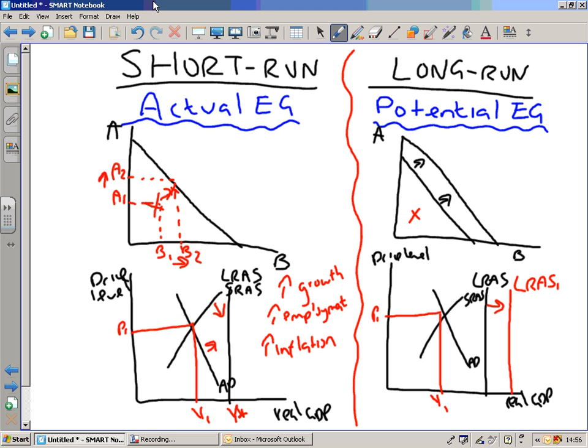Now, what I want to bring in now, and this is the last part of this topic, are what we call positive output gaps and negative output gaps. A negative output gap occurs when the economy's potential increases more than the actual economic growth. So if LRIS is shifting more than our equilibrium point to the right, then we have a negative output gap. If actual economic growth is increasing more than the potential, then we have a positive output gap.